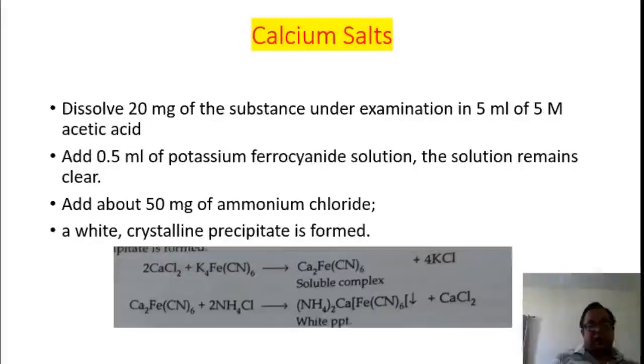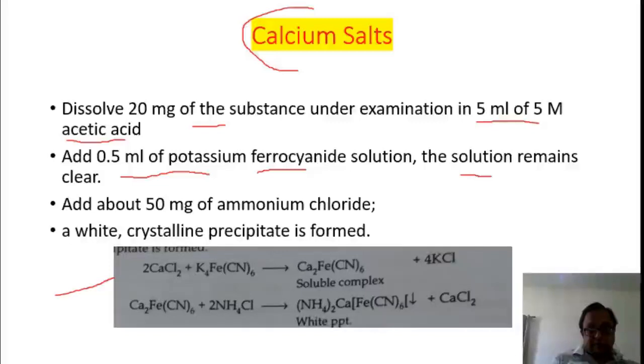In the identification test for calcium, we dissolve, like our previous test, 20 mg of the substance in 5 ml of 5 molar acetic acid. Now, to it add 0.5 ml of potassium ferrocyanide. The solution remains clear. We can observe the same thing in the reaction.